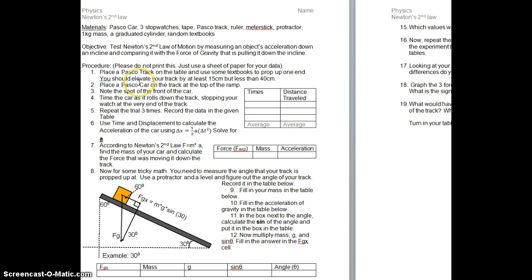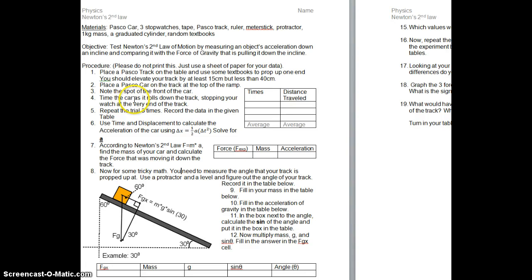Put your car on the top of the ramp. Note the spot of the front of the car, because you're going to need a distance here. Say distance traveled. You're going to want to go from the front of the car to another recording of the front of the car that's still on the track.